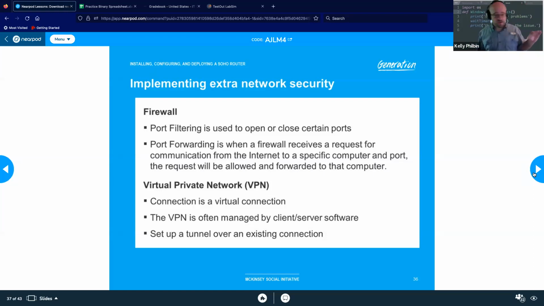So this would be port filtering, us opening or closing specific ports. Maybe we only want secure traffic to pass through, so it has to have some level of encryption. So we would not open port 80 on our web server, which is an unsecure web protocol; we would use port 443, which is our HTTPS. So we would close 80, but open 443 to only allow secure communication. Right? So that's port filtering. Then we have something that's called port forwarding.